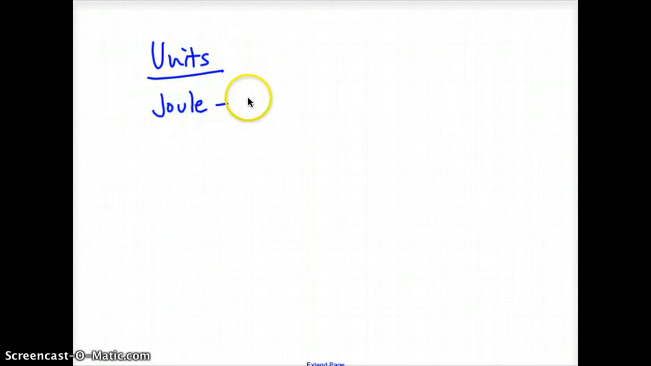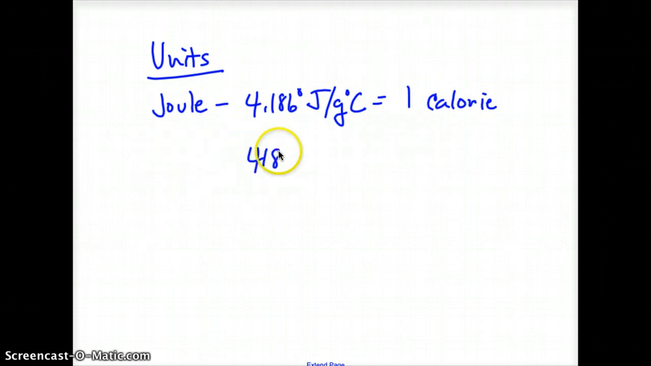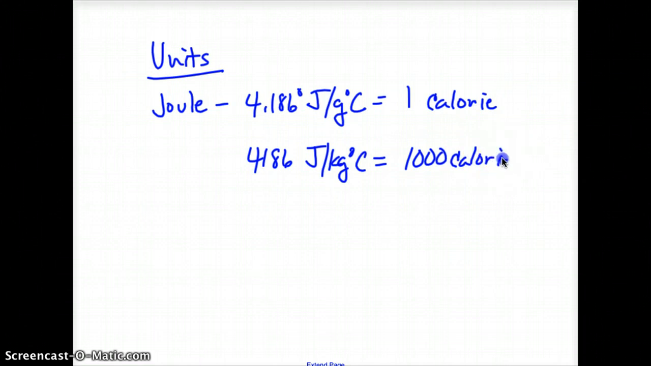And we know that if we take a joule, the number we're going to give it is 4.186 joules per gram degree Celsius. And that is equal to 1 calorie. And that is our other unit of heat, the calorie. So we have joules and we have calories. The other number is 4,186, and that is joules per kilogram degree Celsius, and that is equal to 1,000 calories. So these are our conversion factors, and we'll talk more about what this means.